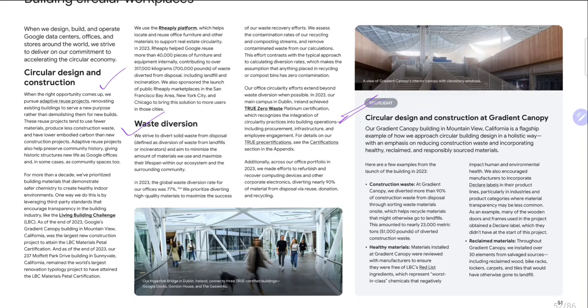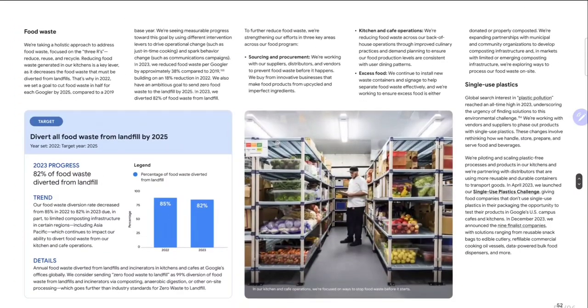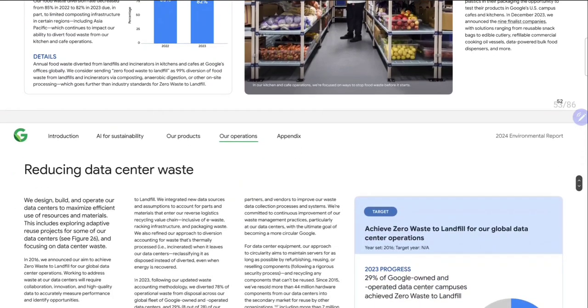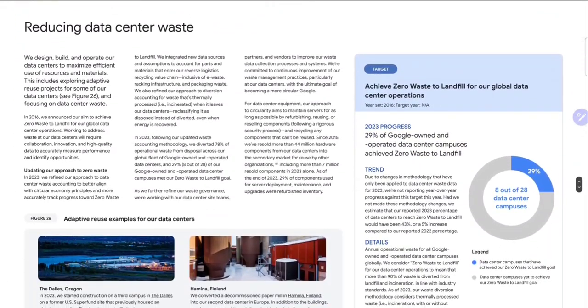There is a case study of circular design and construction at Gradient Canopy. You see that with the details of quantitative and qualitative measures also. Food waste, a similar type of pattern has been utilized by the organization to disclose their information related to the food waste also. Then single-use plastics. These are very interesting figures to know and learn from the design and development of sustainability report perspective, and what efforts companies are taking with respect to the environmental sustainability or identified prioritized materiality topics actually.